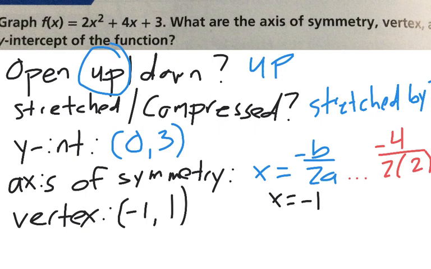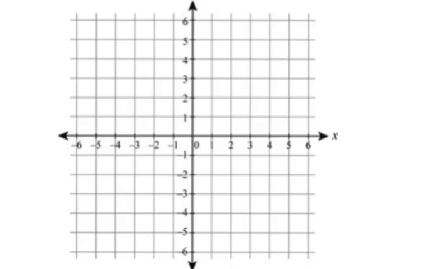Now we're going to take all this information and we're going to sketch a graph. Okay, so let's go through everything we remembered about our graph. We know it opens up, right? So I always put myself a little note here. I know the parabola is going to open up. So I put little arrows to know it goes in that direction.